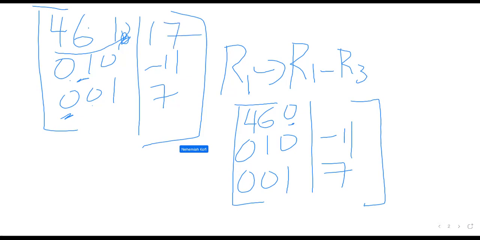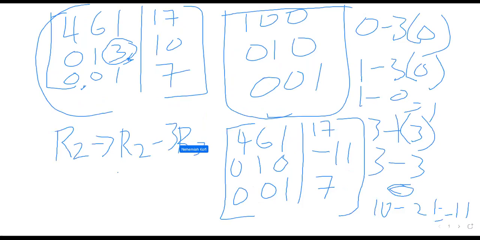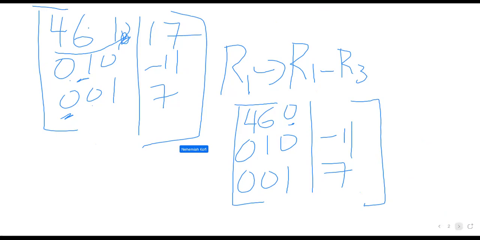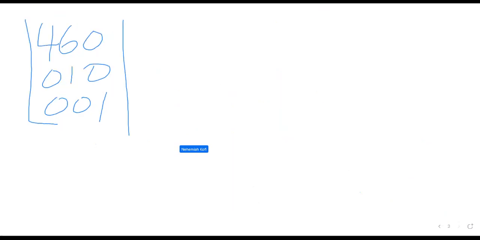Because it's 17. So 17 minus 7 is 10. Okay. Now this is what I have: 10, negative 11, and then 7.